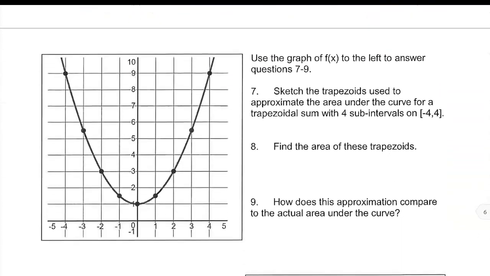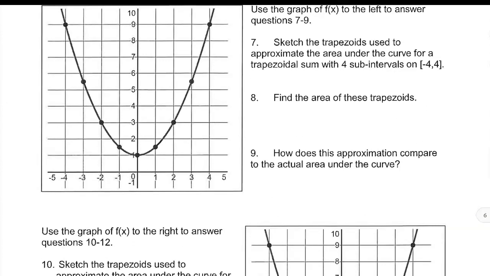On the last page, we are going to actually do 7 through 9 with 3 subintervals. So change this 4 to a 3, and we're going to change our interval. We've been going from -4 to 4 this whole time, but let's try something different. Let's go from -2 to +4.